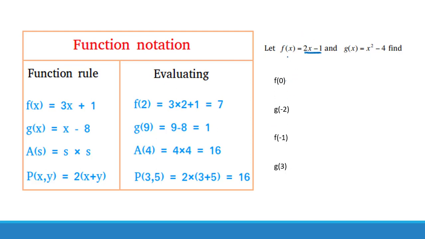So what you could do is scroll to find these values, and then you'll have the corresponding y value here. If you want to do it by hand though, if I plug in 0 for x, this would be 2 times 0 minus 1. So this is going to be 0 minus 1, so f of 0 is going to be equal to negative 1.